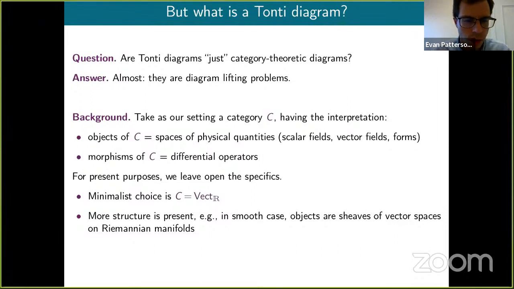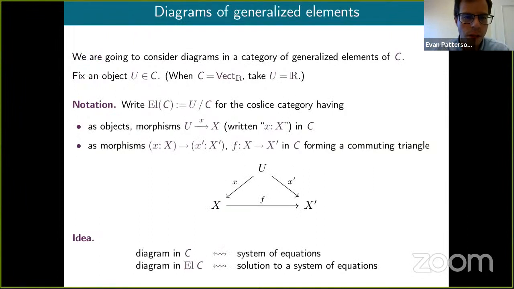But more structure is present here, and depending on whether you're working in the smooth or discrete exterior calculus, you might want to set it up in different ways. Okay, so we're going to be looking at diagrams not just in C, but also in a category of generalized elements of C. So we're going to fix some object U in C, which is the one that we're going to use to probe C.